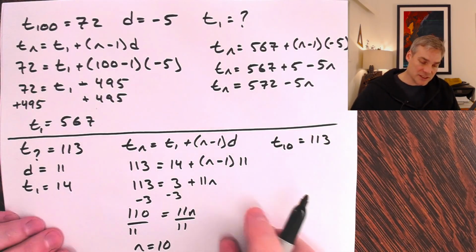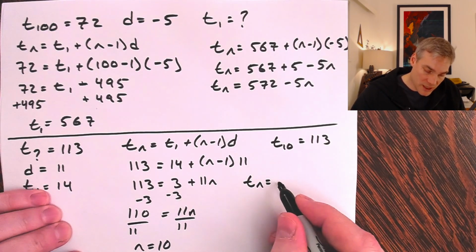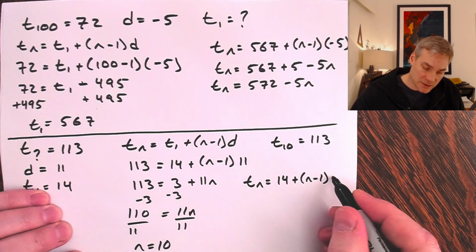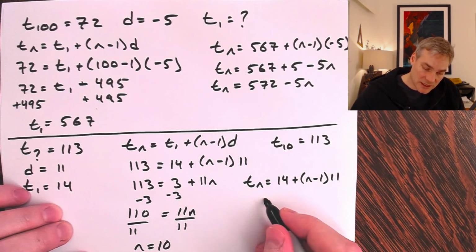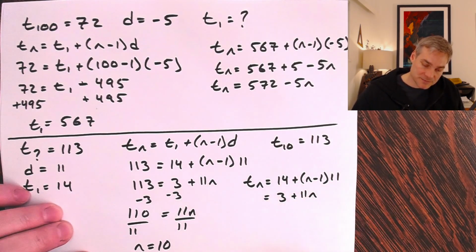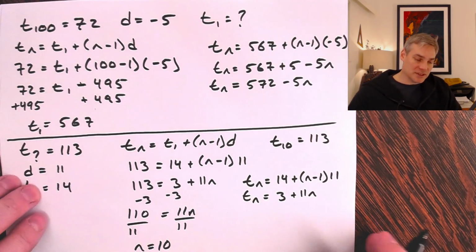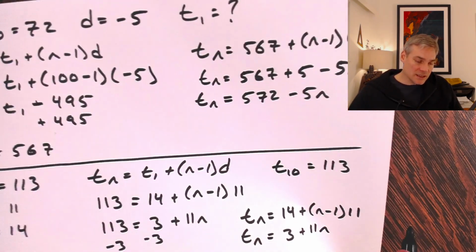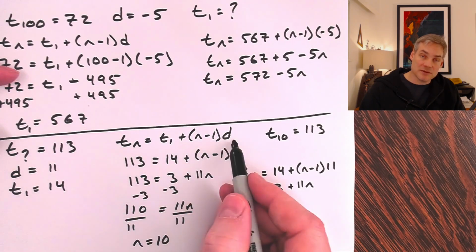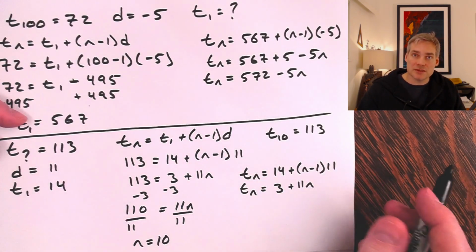And now I can solve for the general term. So I can say, well, Tn equals T1, which is 14 plus n minus 1 times my difference, which is 11. So we can go through, and that's going to be 3 plus 11n. And that's arithmetic sequences. So it's not too difficult. You just really need to know how to use this equation to find the terms. So the general term, it has all our unknowns, all our variables.